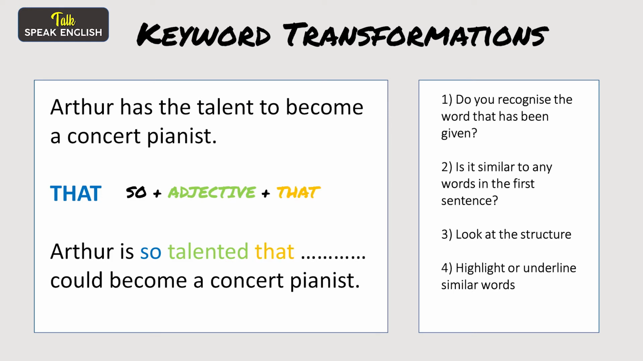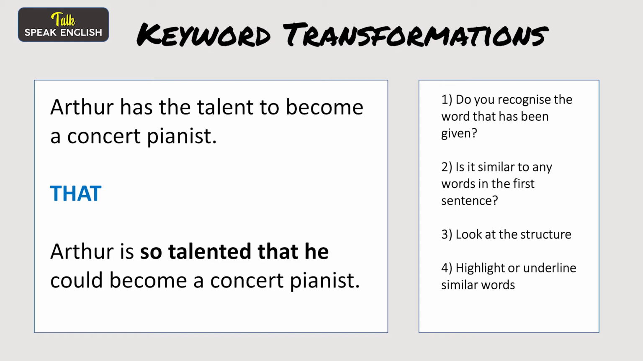So "talented that". And here we don't necessarily need step 4 because it's already looking good like this. There is something still missing though. Before "could", we need a subject pronoun. And as we are talking about Arthur, we can use the subject pronoun "he". So "talented that he". How many words is that? 4. Excellent. Now let's check if the sentences have a similar meaning. And yes, they do. Perfect. Number 2, full marks. See, keyword transformations don't need to be scary.